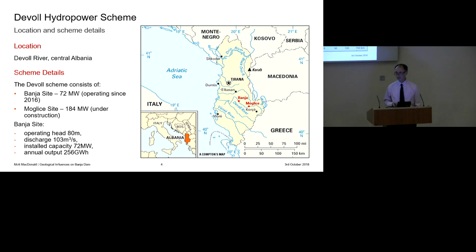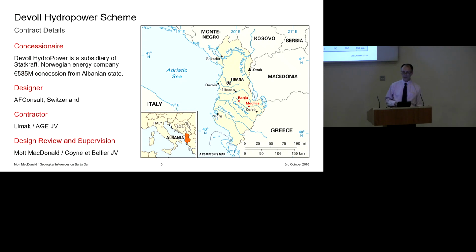So the Banja site is 80 metres high. It's got an operating head of about 80 metres. Discharge something like 100 cumecs, and as I say, the installed capacity of the power plant is 72 megawatts. The concessionaire is Devol Hydropower, or DHP, which is a subsidiary, special purpose vehicle of Statkraft, the Norwegian energy company, and they have a concession from the Albanian government to design, construct, and operate it for a number of years.